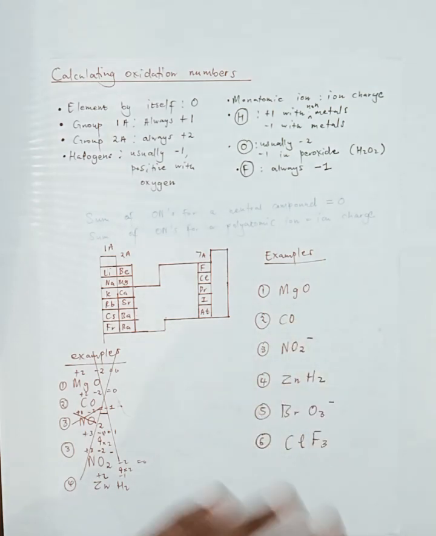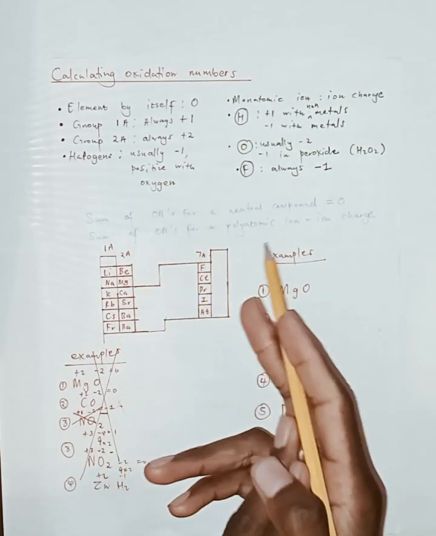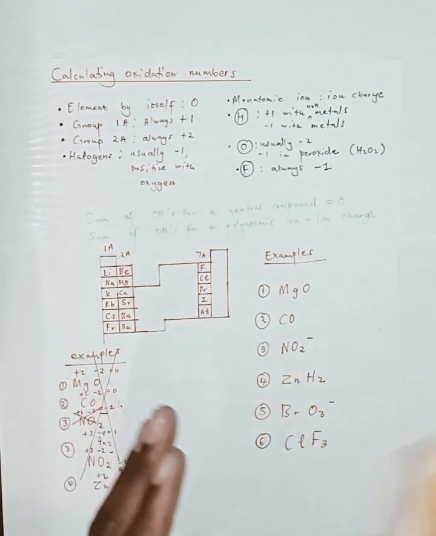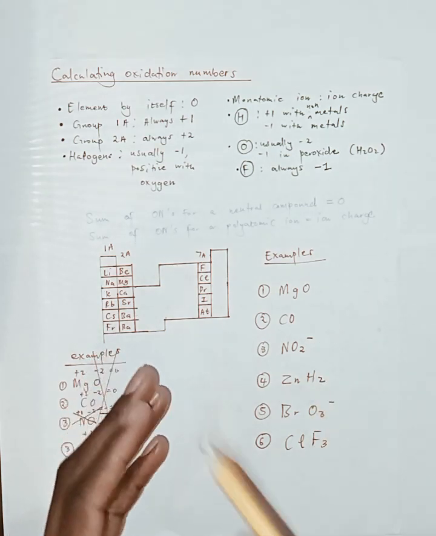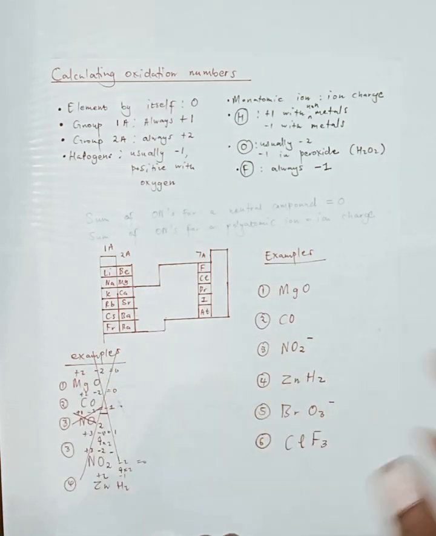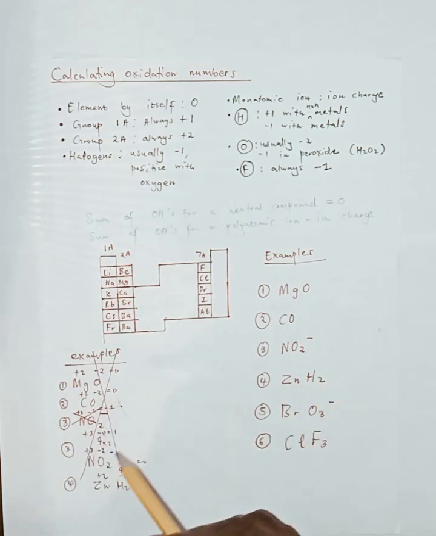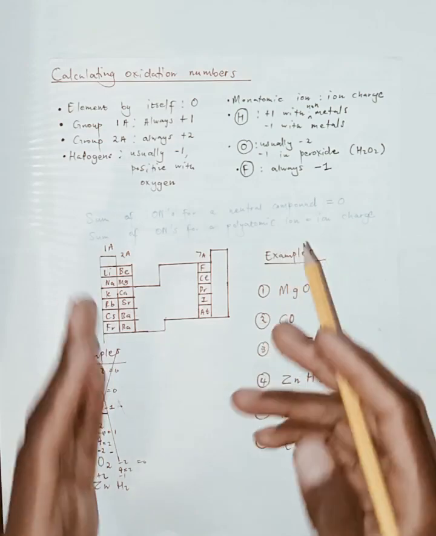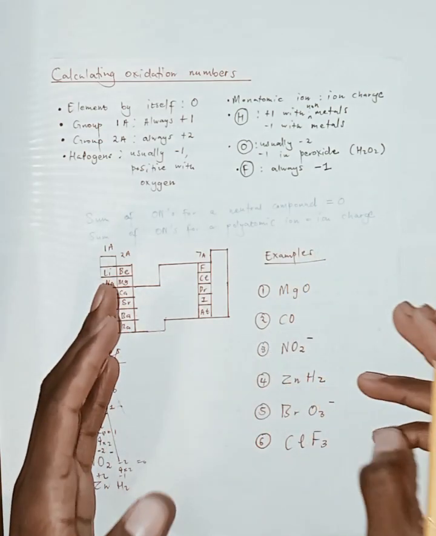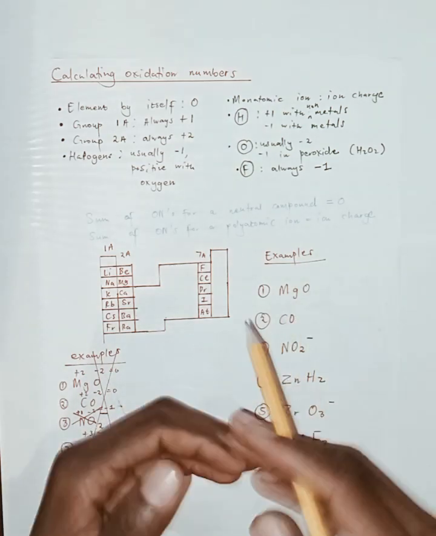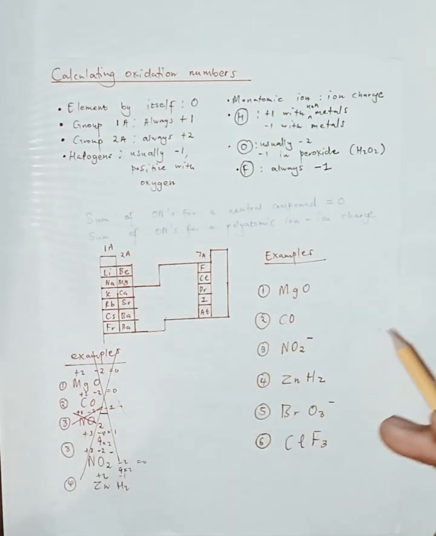Did you hear that? The sum of oxidation numbers for a neutral compound is equal to 0. A compound on its own doesn't have an ionic charge, so that means it's a neutral compound. If you don't see a minus on top of a compound, like -1, then just know that it's a neutral compound, and its oxidation number sum is equal to 0. Then the sum of oxidation numbers for a polyatomic ion is equal to its ion charge. For example, SO4 2 minus, so the sum is equal to -2.